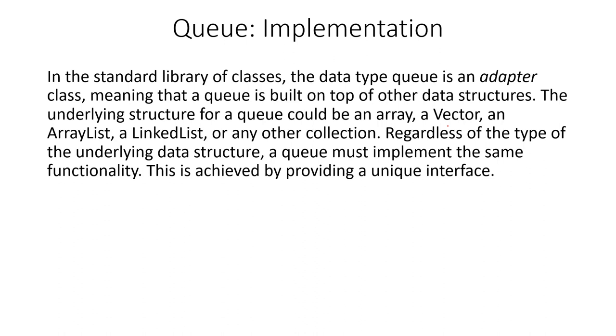And the implementation of a queue is kind of similar to the stack. The queue is also an adapter class, meaning that the queue is built on top of other data structures. So in order to implement a queue, we can use an array, a vector, an array list, a linked list, or any other collection. The same principle applies for the implementation of the queue. Regardless of the type of the underlying data structure, a queue must implement the same functionality. Whenever you use an array, vector, array list or linked list, when you want to add elements, the element should be added at the back of the data structure. And whenever you want to access or remove elements, you need to remove that element from the front side of the data structure.